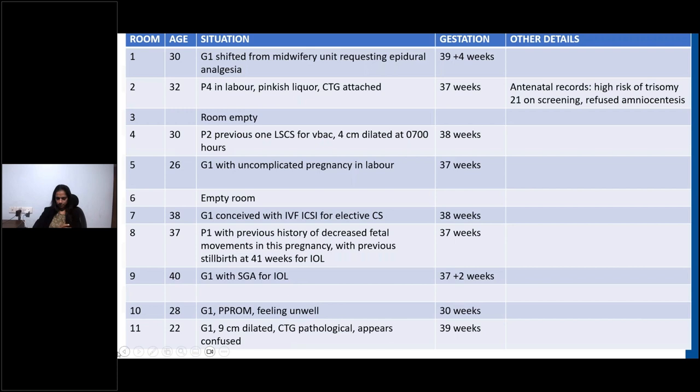90/60, so probably she appears to be dehydrated. So I would like to start her on IV. Ask her to drink something, take some fluids, or even start her on IV fluids as such. Since the CTG is pathological, we will have to expedite the delivery. Inform the consultant with regard to this as well.